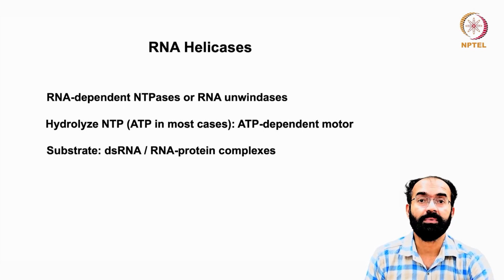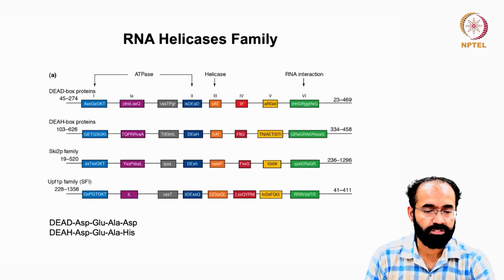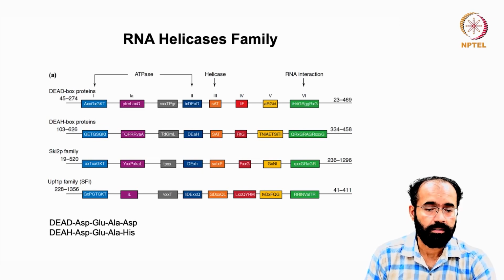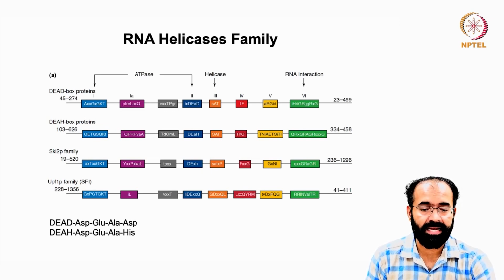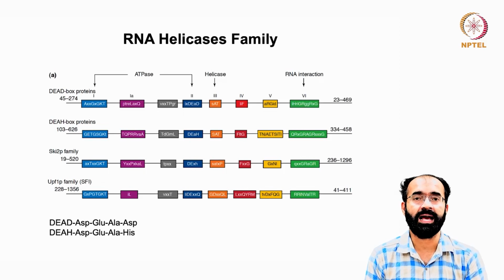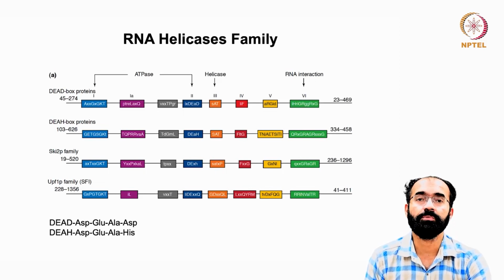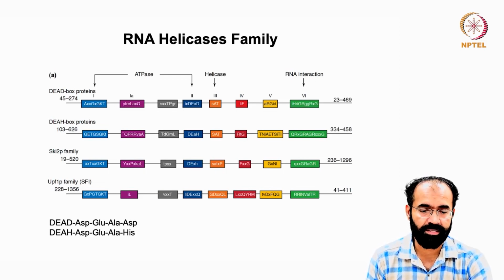Let us see the family of RNA helicases. This slide indicates the RNA helicase family, and many a times they have an ATP utilizing domain, which we call the ATPase domain, and then you have a typical helicase domain, and then an RNA interaction domain. If we are talking about an RNA helicase, it needs to recognize the RNA, it needs to have helicase activity, and it should be able to make use of the energy, that is ATP.